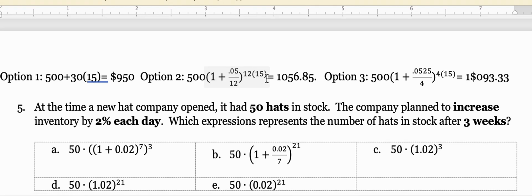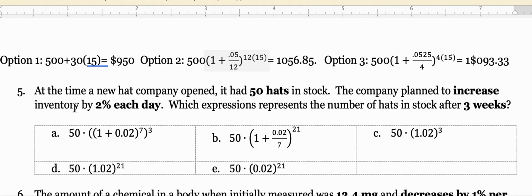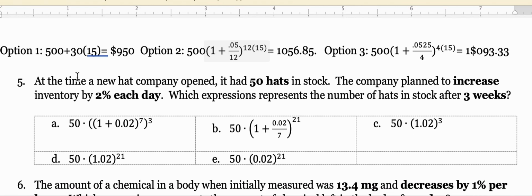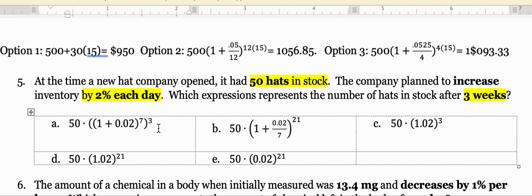All right, so let's take a look at number 5. At the time a new hat company opened, it had 50 hats in stock. The company planned to increase inventory by 2% each day. Which represents the number of hats in stock after 3 weeks? So, after 3 weeks. Okay, so 7 days a week for 3 weeks. Oh, I love the way that's written.